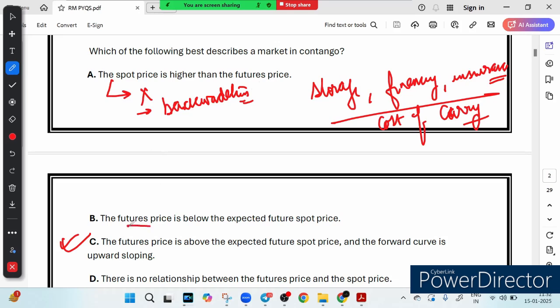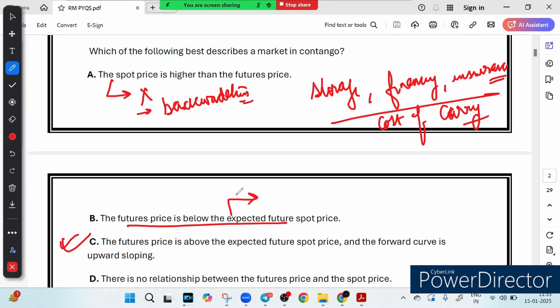Option B says that the future price is below the expected future spot price. This is also incorrect because it confuses the relationship in contango. In contango, the future price is higher than the expected spot price, not lower. A common mistake here is mixing up the expected future price with the actual future price. Remember, the higher future price reflects the cost of holding the asset.